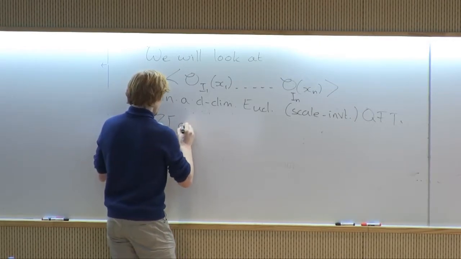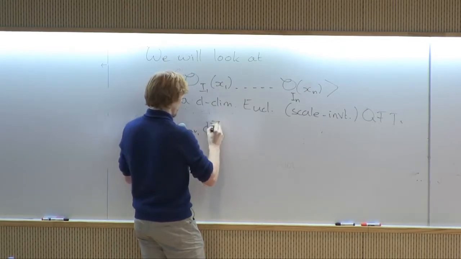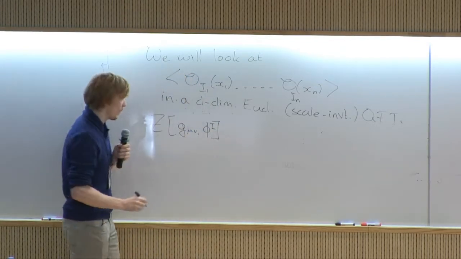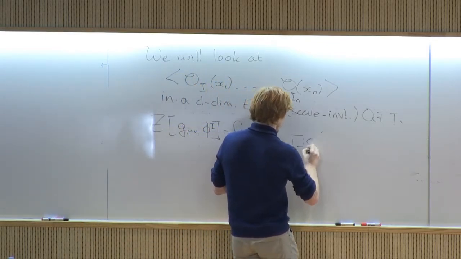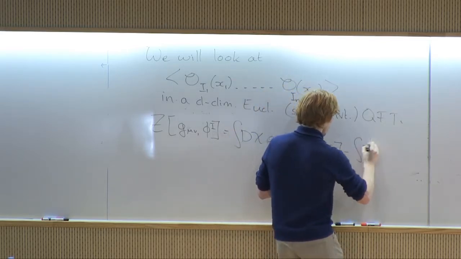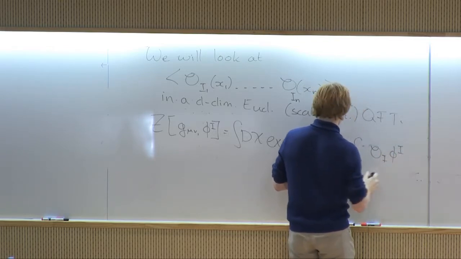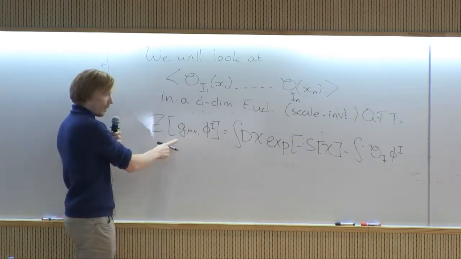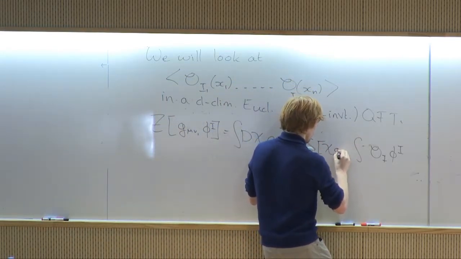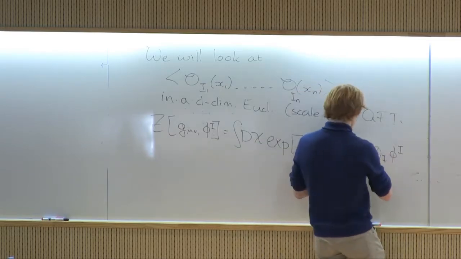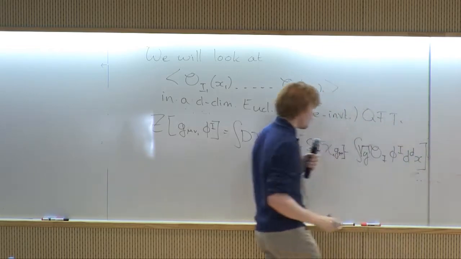So then we write something like this. So we have I, which labels the different operators. So we switch on sources for these operators. We have our path integral, dχ e to the minus S[χ] minus the integral of J, or I call them O_I φ^I. And I've also switched on a background metric, g_μν, so things do depend a little bit on the metric. Here there's a square root of g, so now everything is nicely covariant, d^d x, like so.